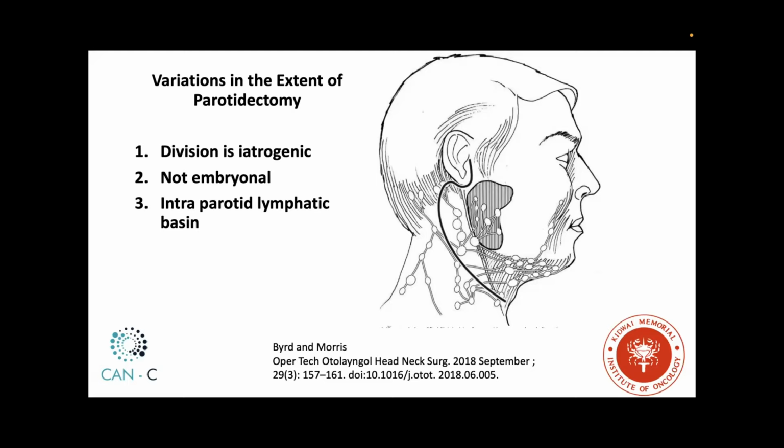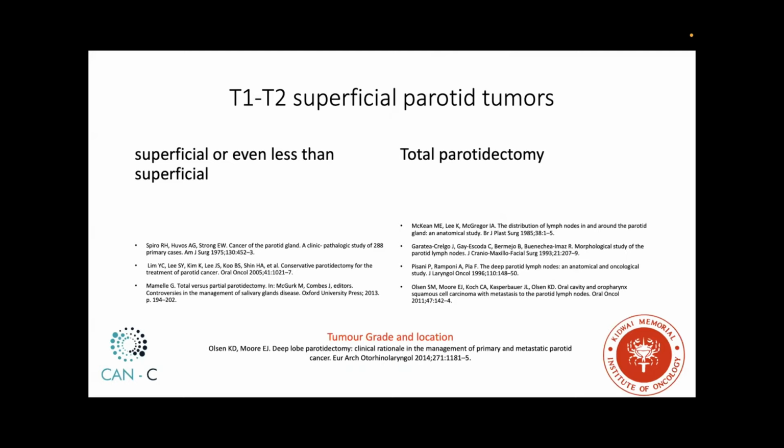And we should always look at the parotid as a lymphatic basin and not as two separate entities, superficial and deep lobe. Most often, the discrepancy arises in T1, T2 superficial parotid malignancies, whether to do a superficial parotidectomy or less than superficial parotidectomy, or do we do a total parotidectomy. Proponents of superficial or less than superficial parotidectomy are those who say that with a low grade tumor, with a small tumor, we can achieve a good local control.